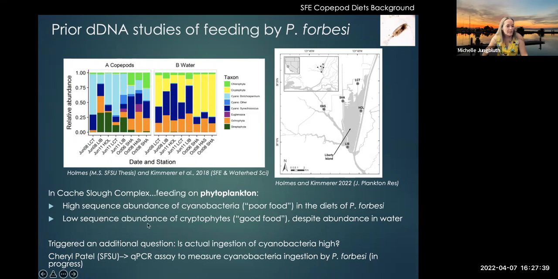And a low sequence abundance of cryptophytes, which are thought of as good food, and they tended, at least sequence-wise, to be abundant in the water. So that triggered some additional questions. One of them was, is actual ingestion of cyanobacteria high, or is this a sequencing artifact? We have a student, Cheryl Patel, currently at SFSU, who I helped design a qPCR assay to measure ingestion of cyanobacteria. So stay tuned for that in the near future.